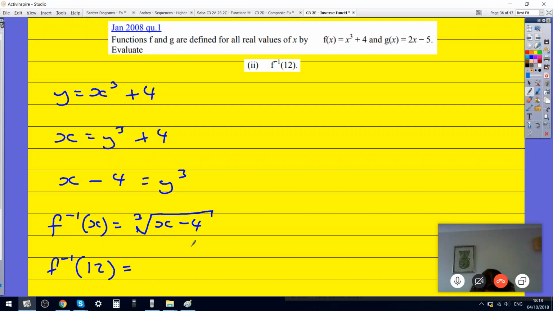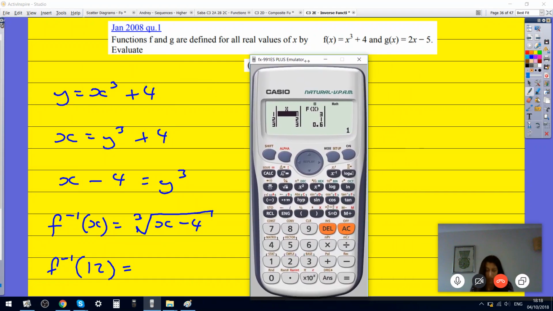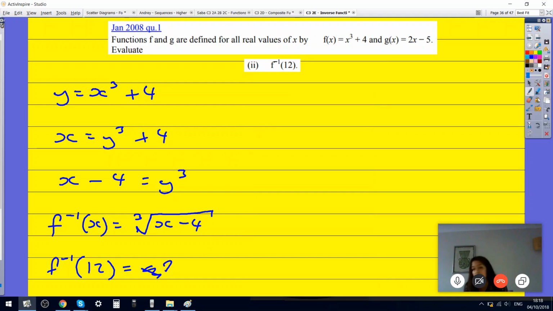Oh, where's cube root? It might be shift something. Is it shift square root? 2. Okay, there you go. You just get 2. Any questions there?